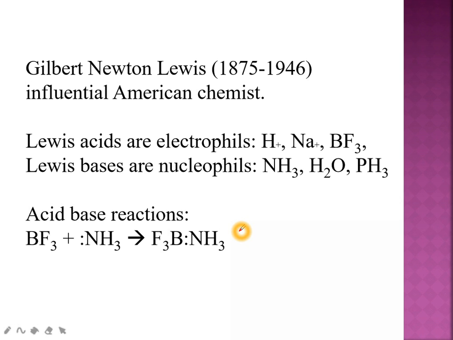According to Lewis acid and base theory, Lewis acids are electrophiles and its examples are H+, Na+, and BF3. And Lewis bases are nucleophiles, examples are ammonia, water, and BH3. And this can be explained by the example BF3 plus NH3 gives BF3·NH3.